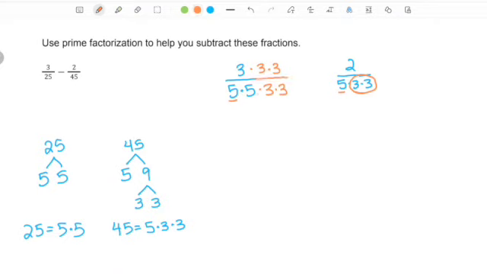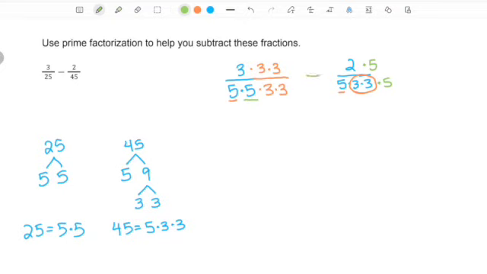Next, I'm going to change that second fraction by looking at what the other fraction has that the second fraction doesn't. In that case, it is a 5. Notice that this first fraction has 2 5s and my second fraction only has 1 5 on the bottom. So I'm going to have to multiply by 5, top and bottom.